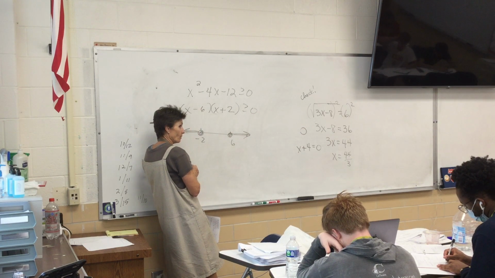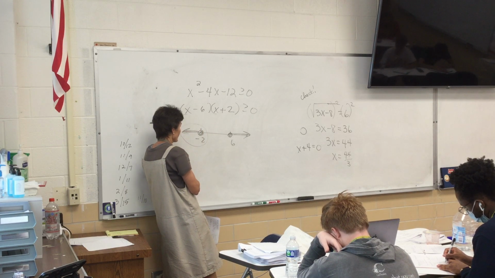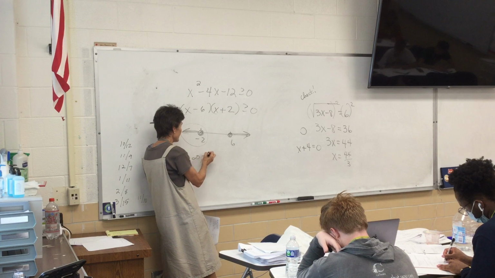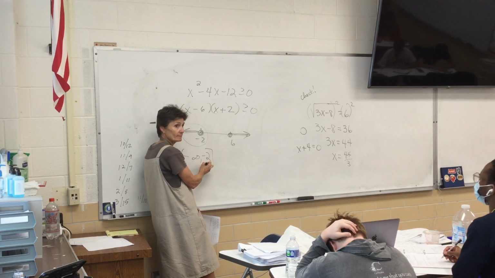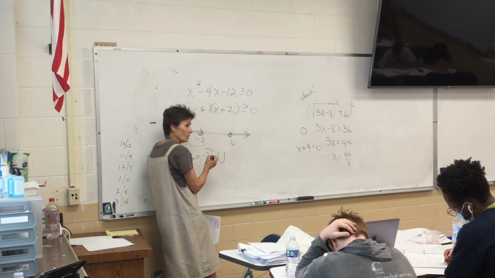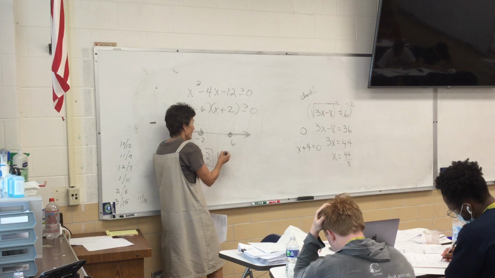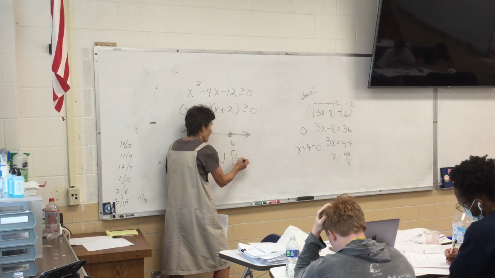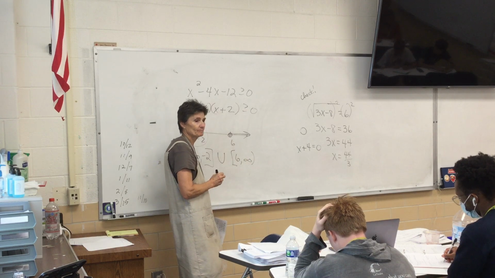So, here we go, answer. Now look at this section. Negative infinity, negative 2, parentheses, bracket. U, no arguments or whining, U, and then bracket 6, parentheses, infinity.